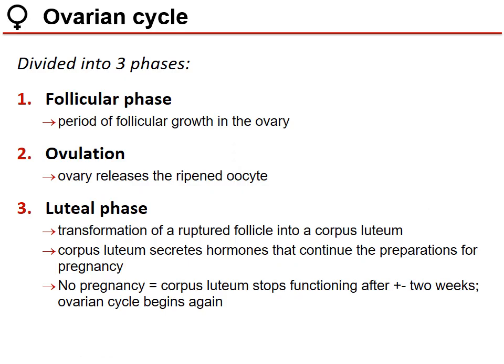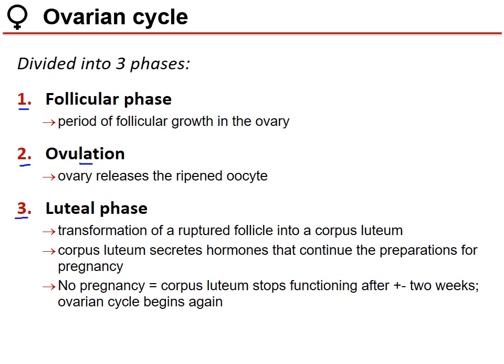The ovarian cycle is composed of 3 different phases, the first of which is the follicular phase. During the follicular phase, the follicles are growing and developing within the ovary. The second phase is ovulation. Once one or more of these follicles have ripened or matured, the ovary releases the oocytes during a phase known as ovulation.